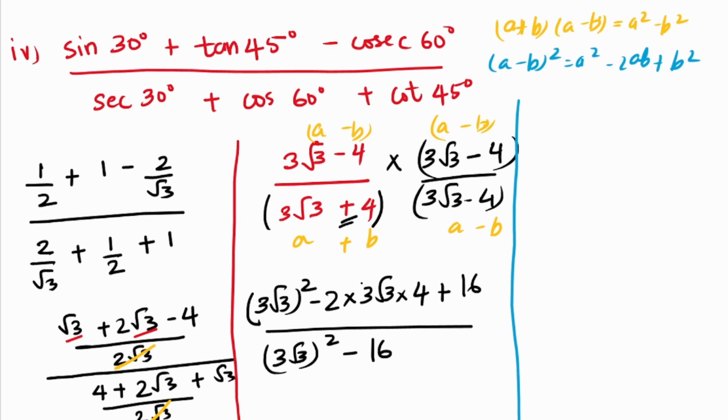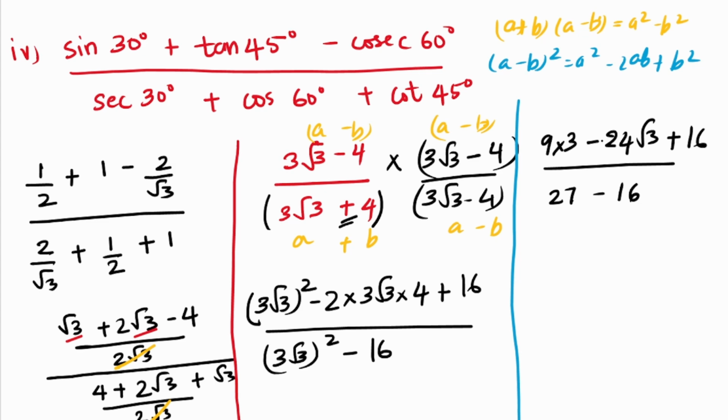Now listen carefully. 3 root 3, right? 3 square is 9. Then 9 into root 3 square is 3 itself. So 9 into 3 minus 2 into 4 is 8. Then minus 8 into 3 root 3. So we'll get 8 into 3 is 24, 24 root 3 plus 16, divided by, same here also, 3 root 3 square: 3 square is 9, 9 into root 3 square is 3, 9 into 3 is 27 minus 16.